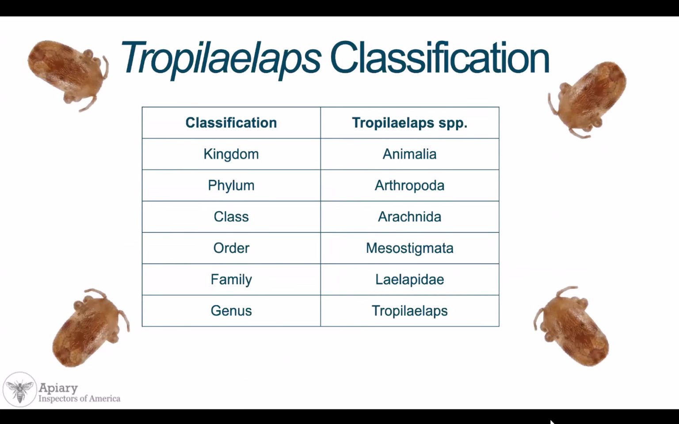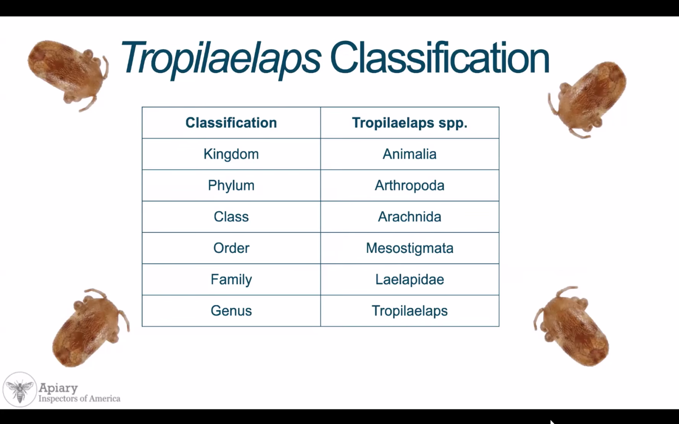So when you break down the classification, it's in the kingdom Animalia, phylum Arthropoda. So it's an invertebrate with an exoskeleton. It's an arachnid, so it's got 8 legs. It's not an insect. Like our other favorite mite, the Varroa mite, it also has 8 legs. Mesostigmata, it's a parasitic mite. And Laelapidae just means it's a diverse group of mites associated with mammals and arthropods.